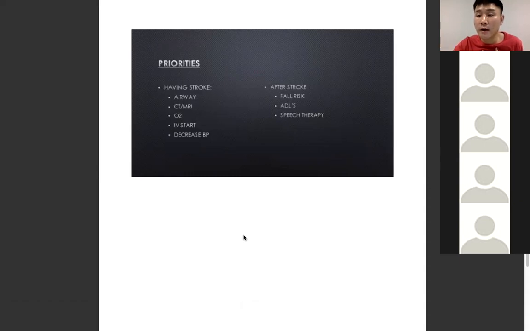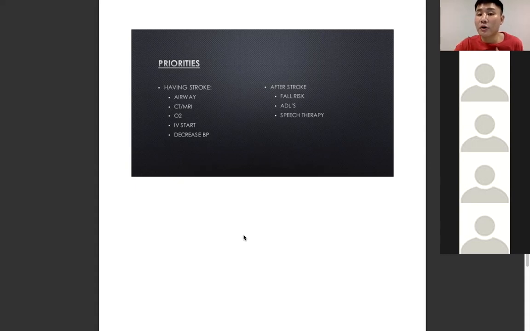So, priorities when dealing with a patient with stroke: obviously airway is always number one. We make sure the patient has a patent airway and is able to breathe. Then we do a CT scan to know if it is ischemic or hemorrhagic. If nothing shows but we still suspect the patient has a stroke, we do an MRI. After that, we give the patient oxygen. We start IV access, and we try to decrease the blood pressure. And then we give them tPA if it's ischemic.